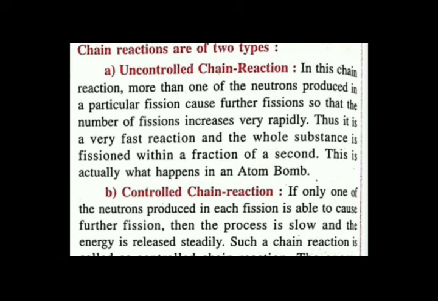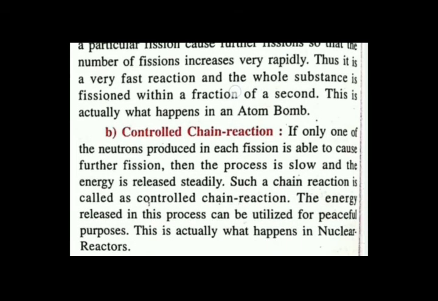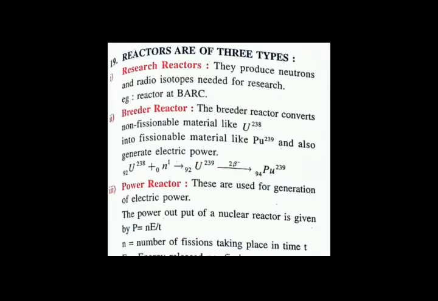What is a controlled chain reaction? The amount of heat energy released, or the number of nuclei disintegrated, is constant. There are three different types of nuclear reactors. The first one is research reactors, which are used for research of isotopes. The second one is the breeder reactor, which converts a non-fissionable material into fissionable material. Fissionable means fuel.